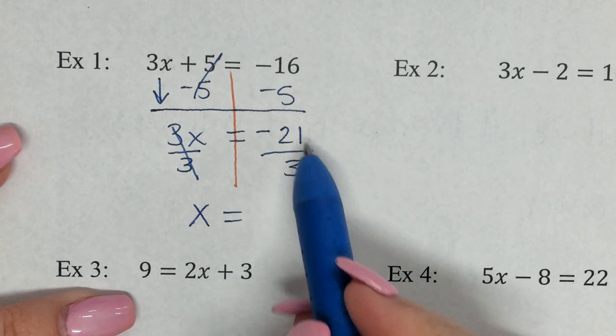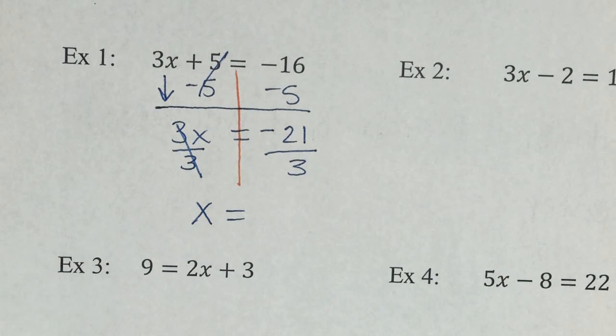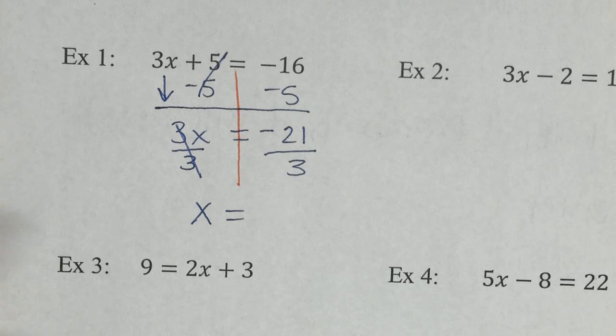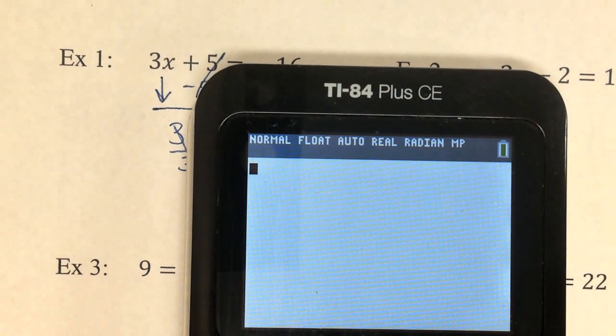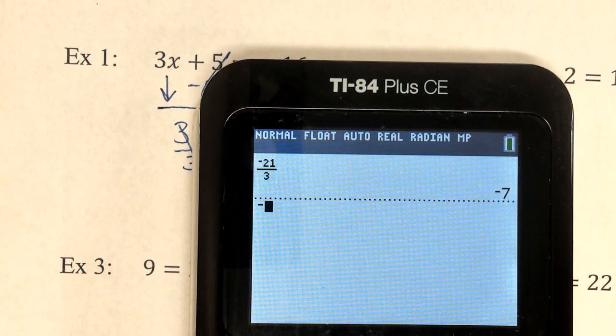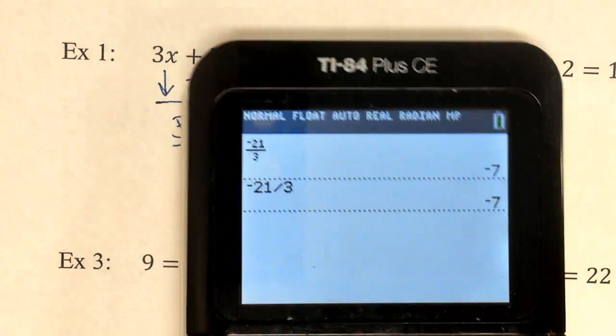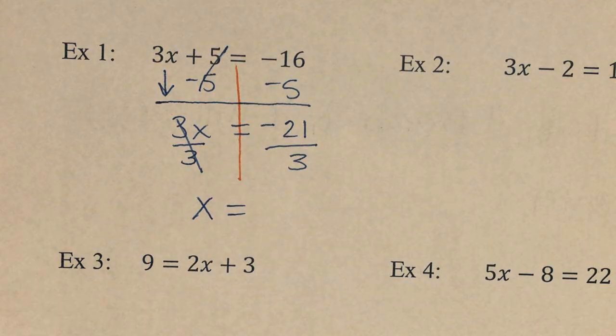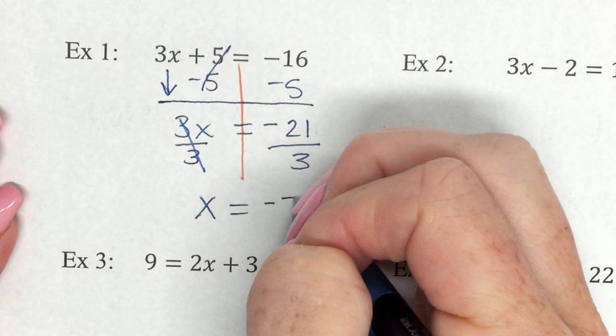Remember I told you you can put this in your calculator as a fraction and let it simplify it. Or you can put it in as a division problem, because a fraction bar means to divide. So if you look, you can put it either way. Here's the fraction way. Here's the division way. Did I get the same answer? Yes. So it doesn't matter which way you do it. The answer is negative 7.